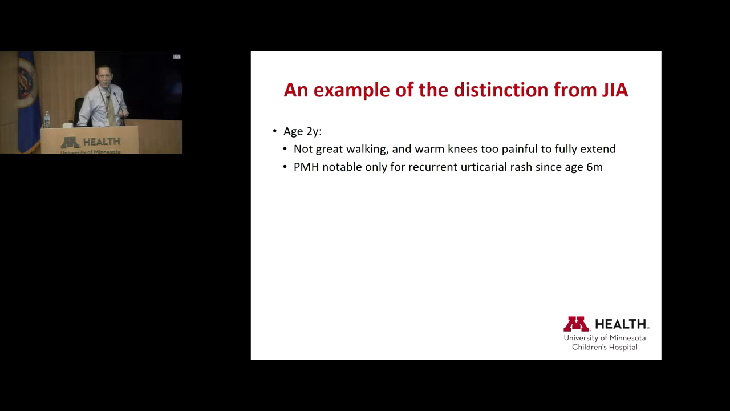And I just want to point out that you really can figure these out clinically. I'll go back to a really old example, not an optimal example, but a good example. So I had a patient present as a 2-year-old, and the complaint was, well, he's really struggling walking, and his knees are warm. And when I examined them, yeah, they were warm, and I couldn't fully extend them because they hurt. And his past medical history was only notable for this urticarial rash that he'd had on and off since 6 months of age. And I have to tell you, I followed this kid for over a decade, closer to 2 decades, and I never saw the rash. So it really was evanescent.